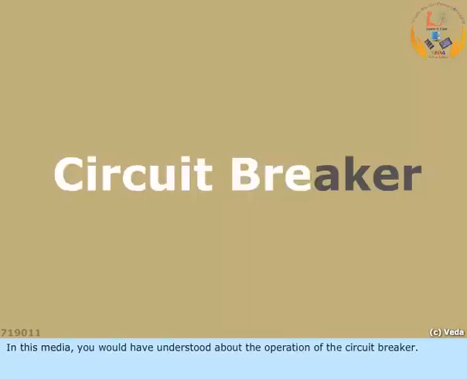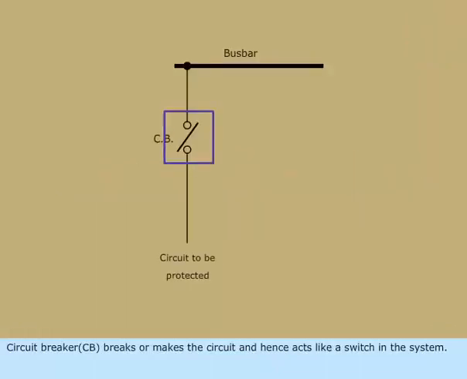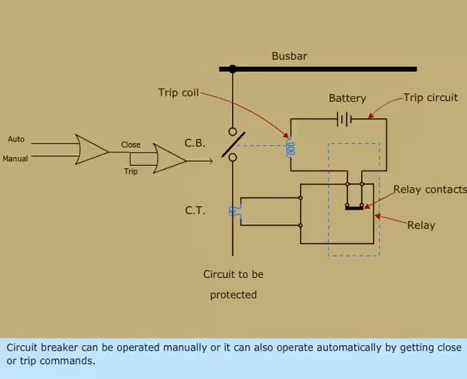This media, you would have understood about the operation of the circuit breaker. Circuit breaker breaks or makes a circuit and hence acts like a switch in the system. Circuit breaker can be operated manually or it can also operate automatically by getting close or trip commands.